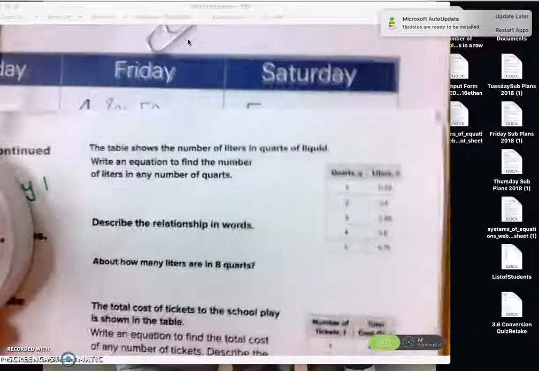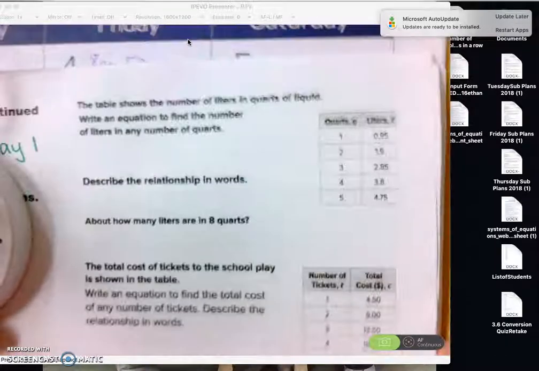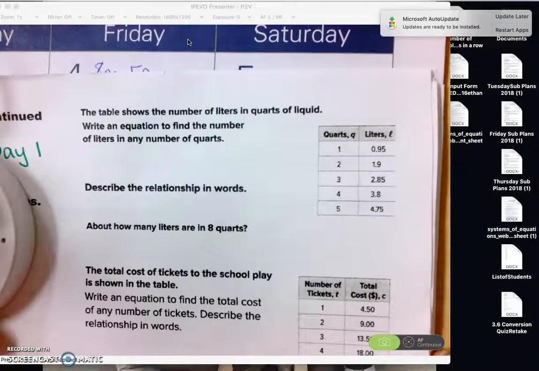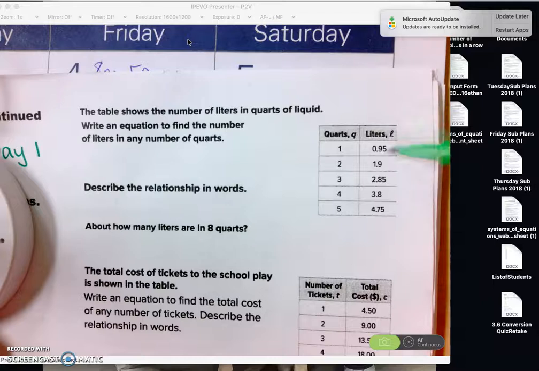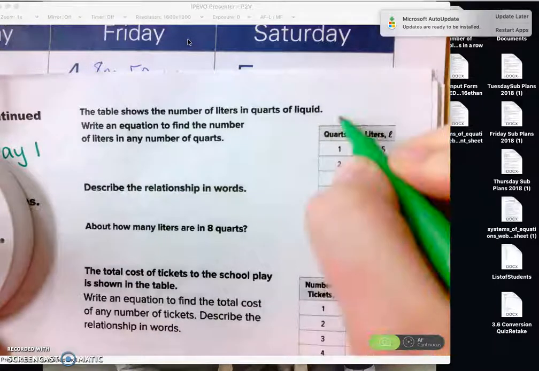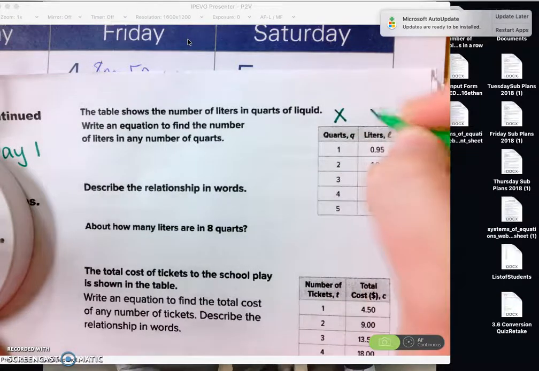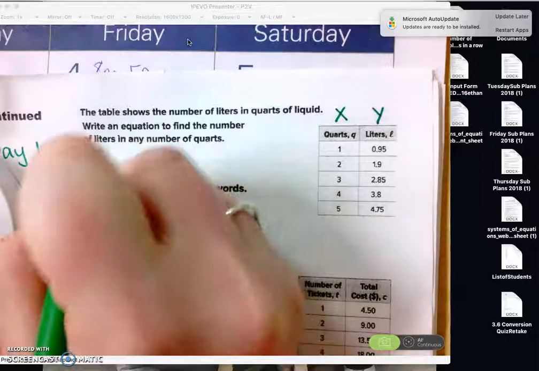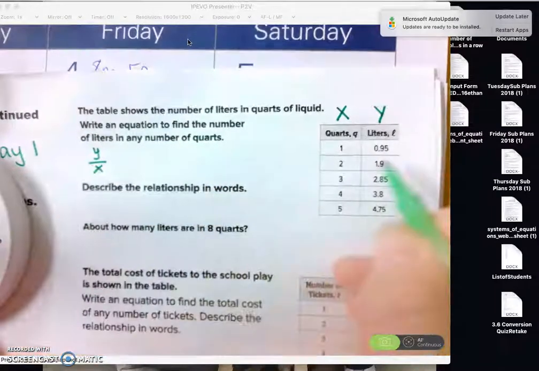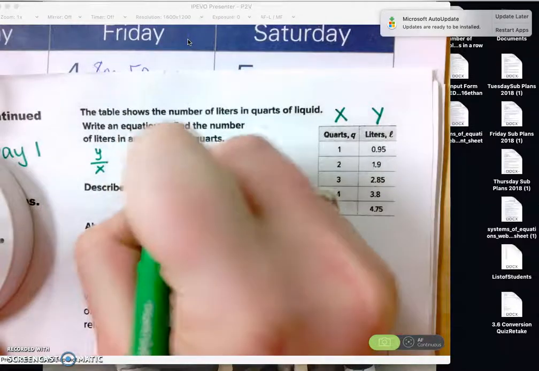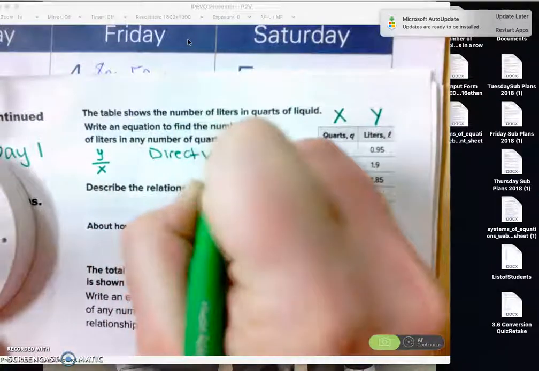So let's go to one of our first examples. The table shows the number of liters in quarts of liquid. Write an equation to find the number of liters in any number of quarts. So if you look here, remember, if I have a table, first one's your x, second one's your y. So if I do y divided by x, and they're all the same, that means it's going to show direct variation.